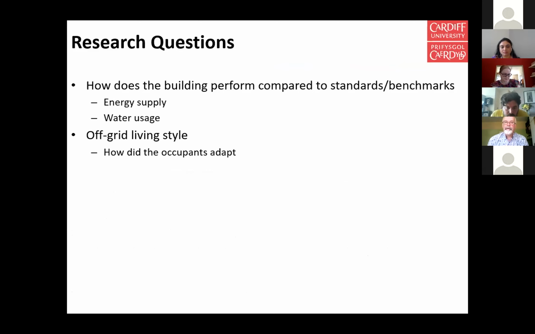So the questions, when we were asked to join about 9 months after the building had been completed: I think the owners and all the stakeholders really wanted to understand 3 questions. One was the energy supply, how is that working, and how did it go against benchmarks? Water usage, again, was quite an unusual aspect of this building, in that the water was off grid. And then also, how did the occupants adapt? Those were the 3 things.